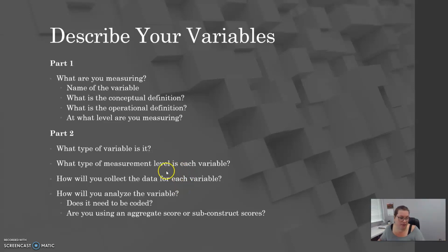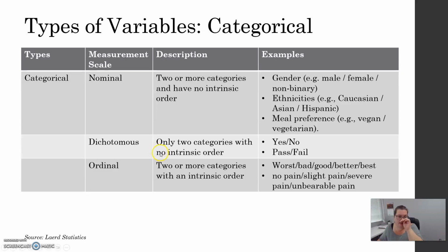and what you need to consider so that you can write about it and plan your study effectively. So let's start by talking about the two types of variables and the different measurement levels within each one. So the two types are categorical and continuous. So let's start with looking at the categorical variables. There are 3 measurement scales here.